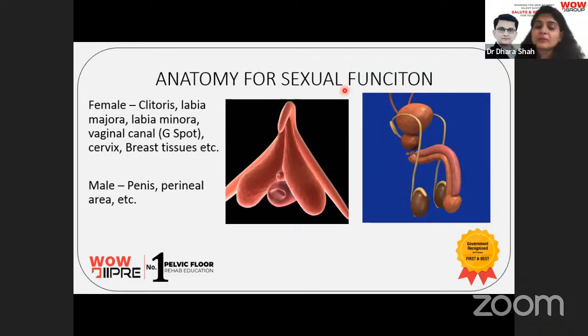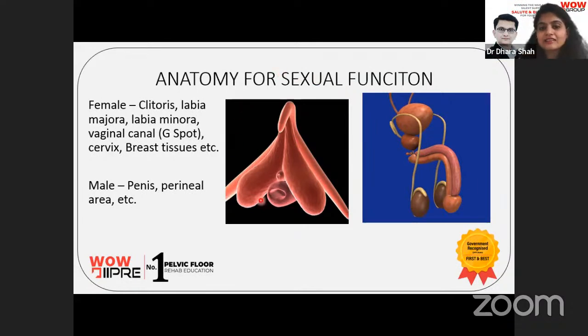And when we talk about their prevalence in males, the most common is erectile dysfunction, followed by premature ejaculation. And in females, it is vaginal dryness, reduced desire to have sex, and orgasmic dysfunctions.